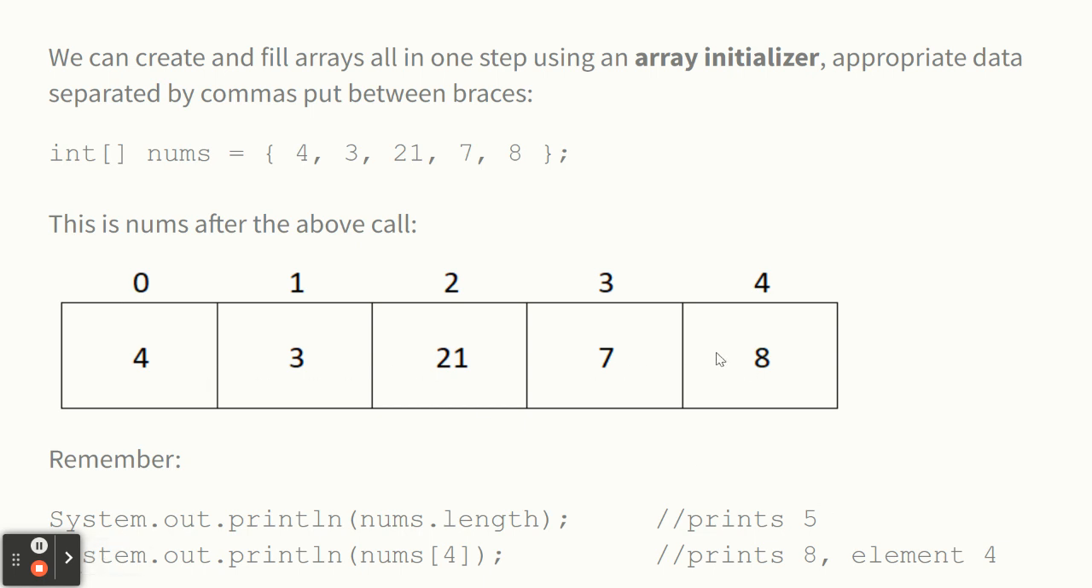It's like a string. How long is the string? How many letters are there? Or how many, spaces count in that, obviously. But the last element is 1 less than the length. And then if I said, hey, I want to print nums at 4, I would get an 8, because that's what's at slot 4.